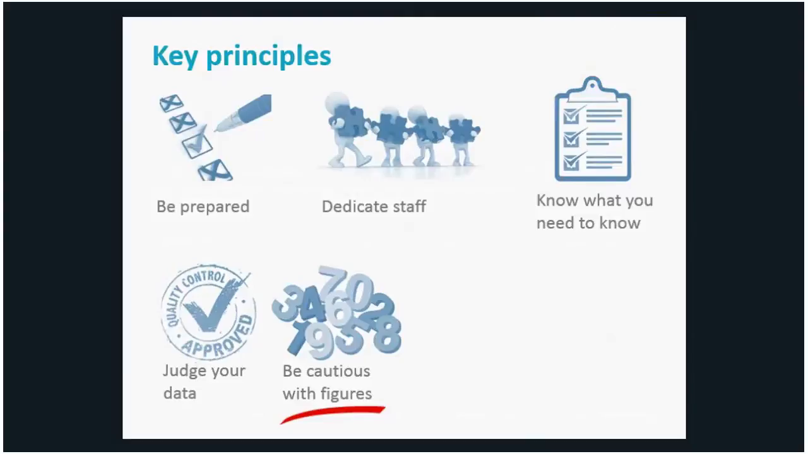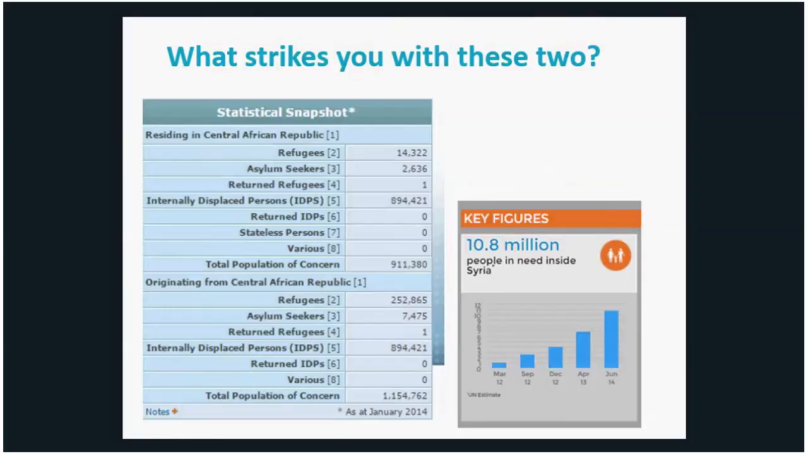Let's show you an example. Look at these two examples from Central African Republic and Syria. Just reflect for a moment on what is striking with these two. You don't have to put anything in the chat, but just notice the difference. The one on the left-hand side from CAR is precise down to the one returned refugee. These numbers are clearly based on some sort of registration, but they don't really represent reality because it's so precise. It only shows who's been registered.